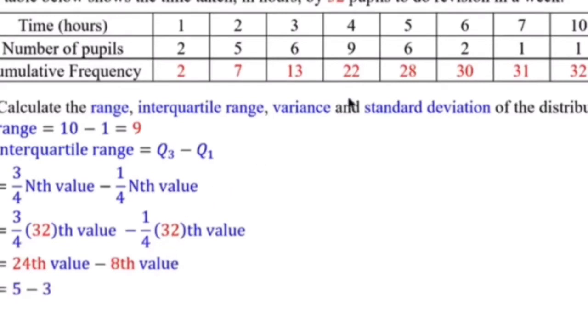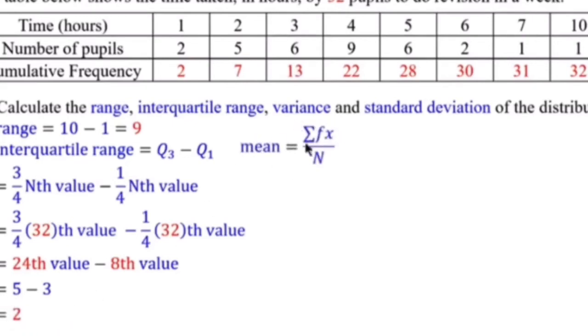The 24th value lies within 28, so on top of 28 you look for 5. The 8th value lies within 13, so on top of 13 you find the time is 3. So the interquartile range is 5 minus 3, which is equal to 2.